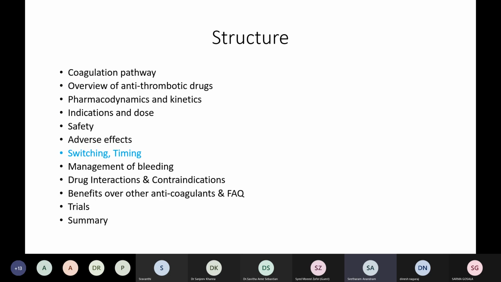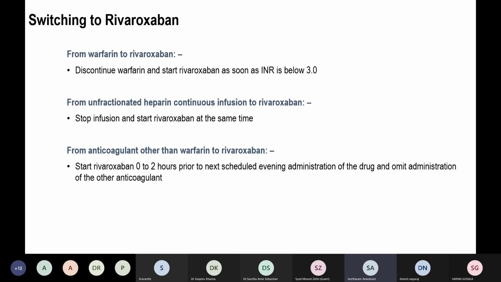Now coming to the switching and the timing of the drug. If somebody's on warfarin and you want to switch to rivaroxaban, you can just discontinue the warfarin and start rivaroxaban as soon as the INR is below 3. If somebody's on unfractionated heparin and you want to switch to rivaroxaban, you can stop the infusion and start rivaroxaban at the same time, because the half-life of unfractionated heparin is just about 90 minutes.